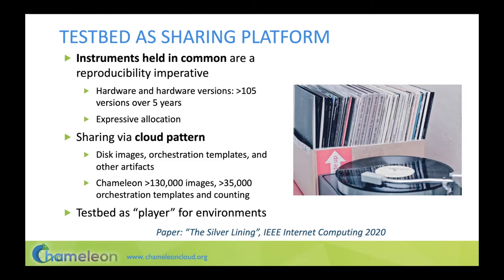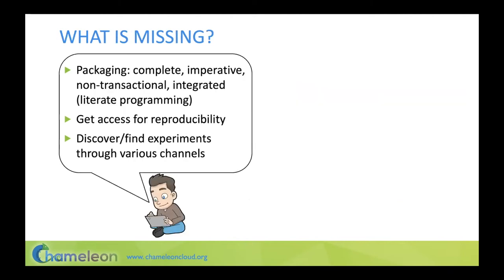And I explained more about this in a paper. So what is missing? We've got really two roles. From the perspective of somebody who's repeating research, what is missing is packaging of an experiment that would be complete, right? So not just the hardware, not just the environment, but also everything that you run as part of your experiment. And it should have various properties.